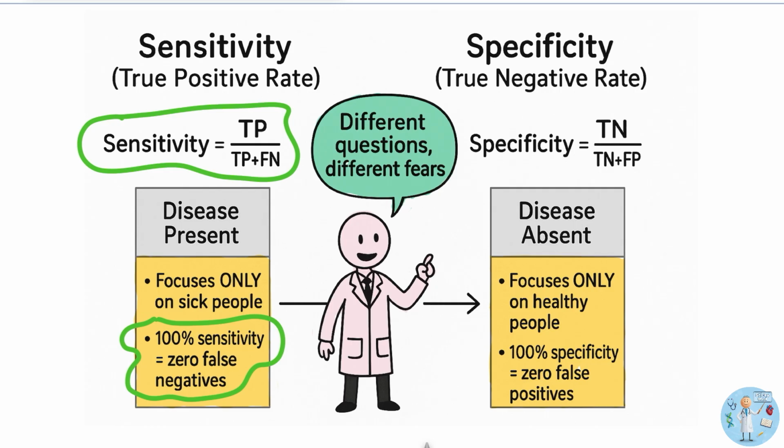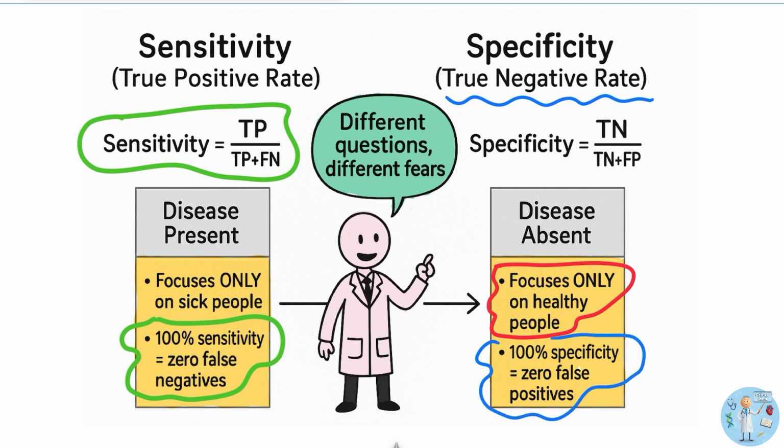Okay, now for specificity, the filter. It's obsessed with being precise. So it flips the focus. It completely ignores the sick people column. It only cares about the people who are actually healthy. So its question is, of all the truly healthy people, what percentage did our test correctly identify as being negative? The true negative rate. And again, the ideal state. 100% specificity means the test never produces a false positive. Your filter is perfect. It only keeps the real fish.